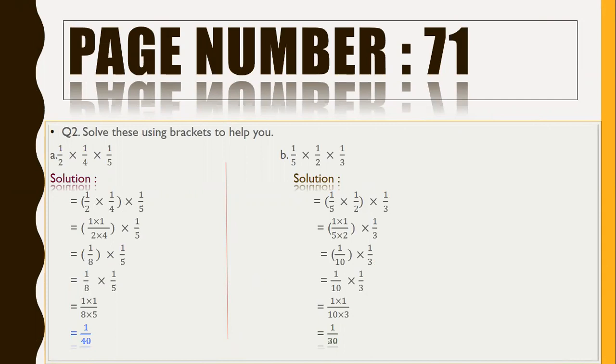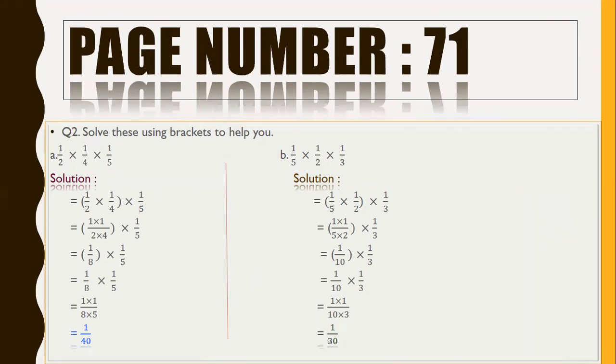Now 3 fractions are given to us. We enclose 2 fractions in a bracket, and after getting the multiplication of these 2 fractions, we multiply with the third one and then we will get our required answer. 1 over 2 multiply 1 over 4 multiply 1 over 5.